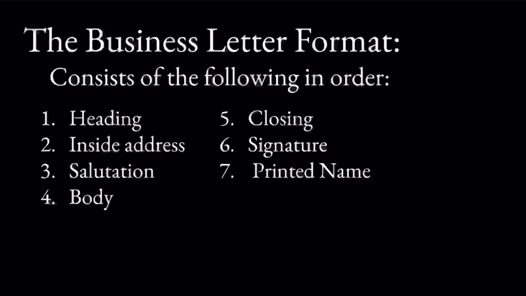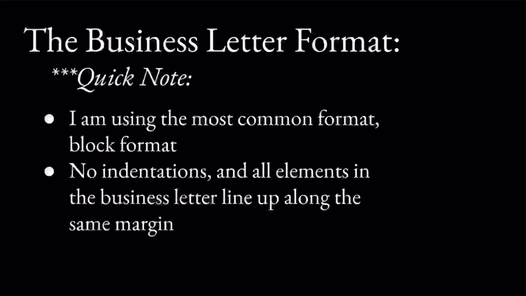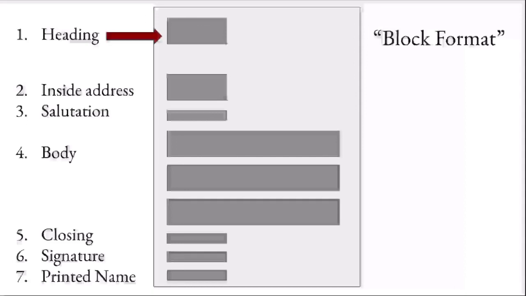Okay, once you actually get into the business letter itself, it does consist of the following in order. You have the heading, then the inside address, salutation, the body of the letter, the closing, the signature, and the printed name. One quick note, I am using the most common format here, and that's block format, and there are no indentations, and all of the elements in the business letter line up along the same margin. So the elements look like this.